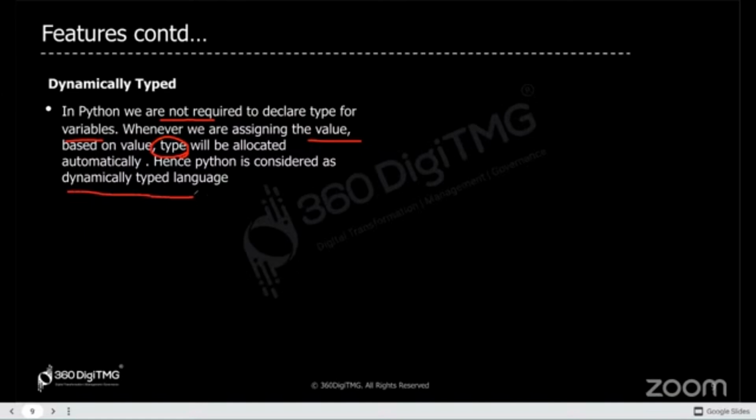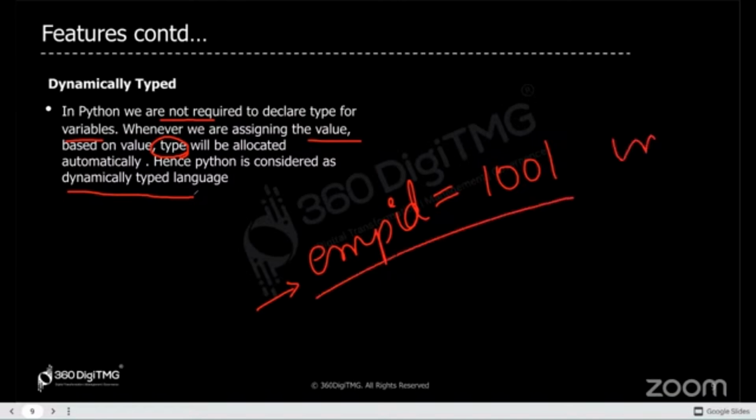Suppose I'm declaring a variable called employee ID, and I'm assigning a value of 1001. I'm just saying employee ID and assigning 1001. So this is automatically taken as an integer. I'll show it to you practically, but just giving you an idea.